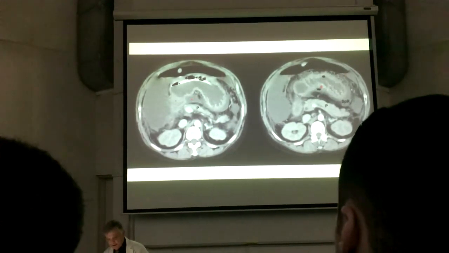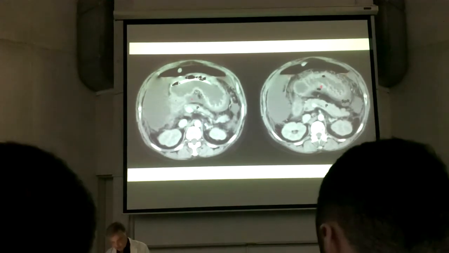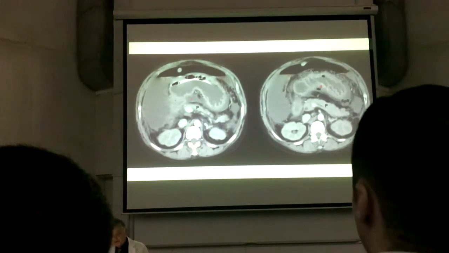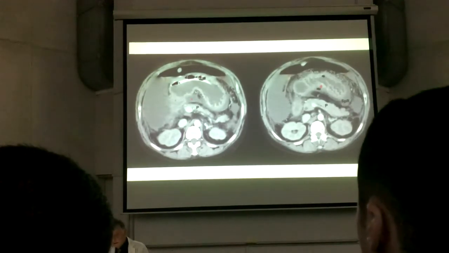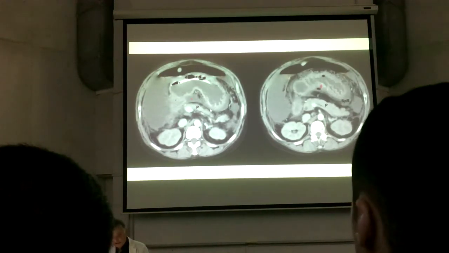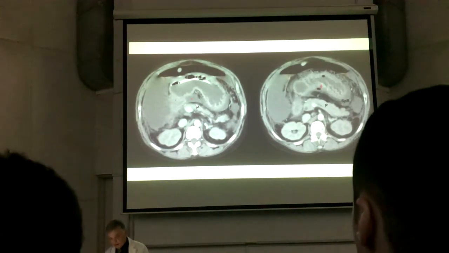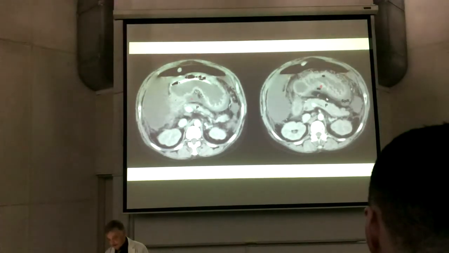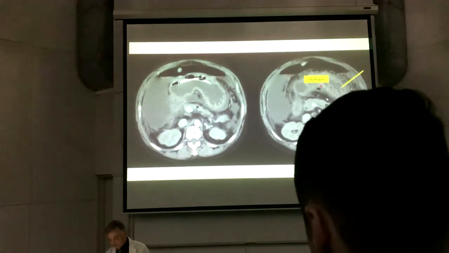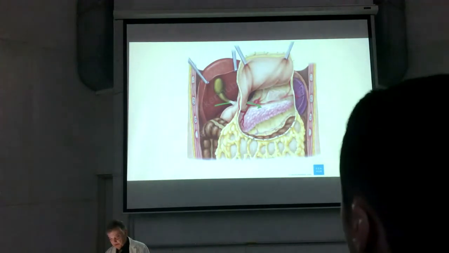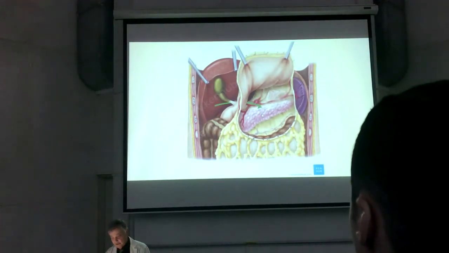This is the stomach. I'm not going to be long. This is the stomach, and this is the pancreas, right? And there's a space between the pancreas and the stomach, and this is the lesser sac. Here is the lesser sac. If you lift the stomach, you open the lesser sac and you can see pancreas.